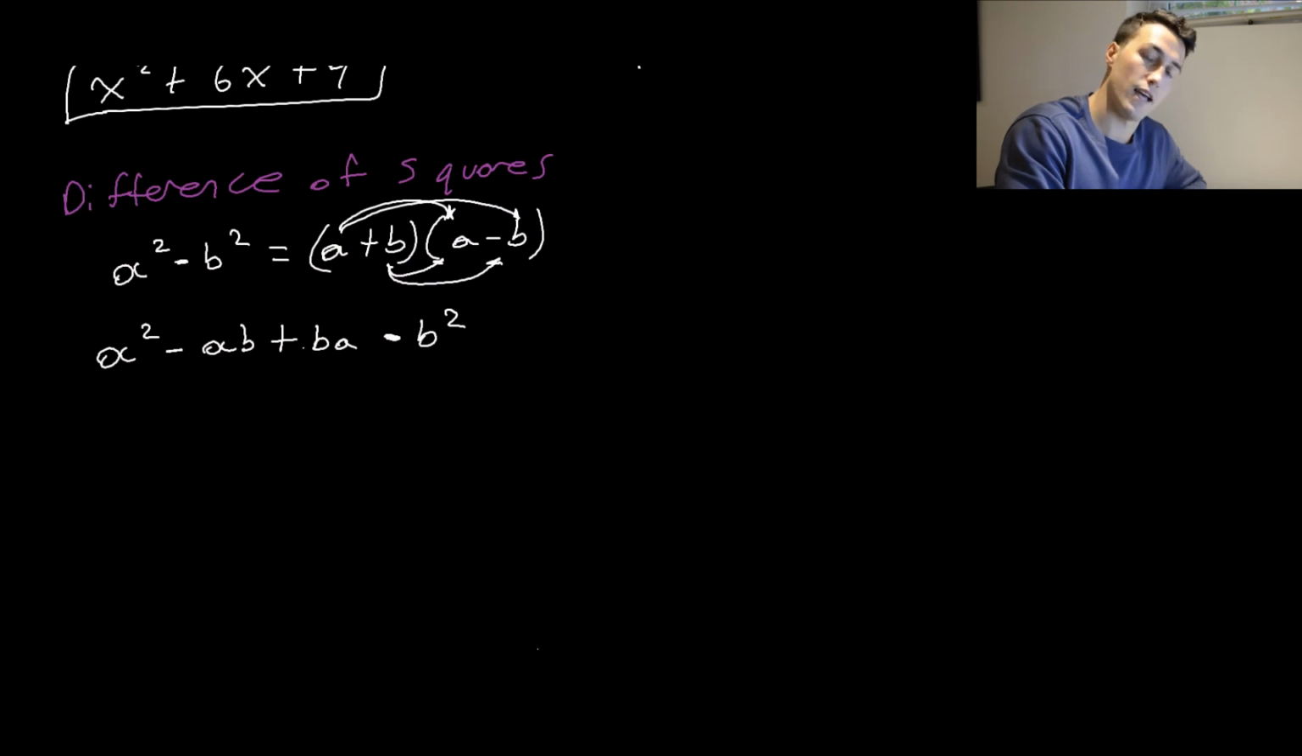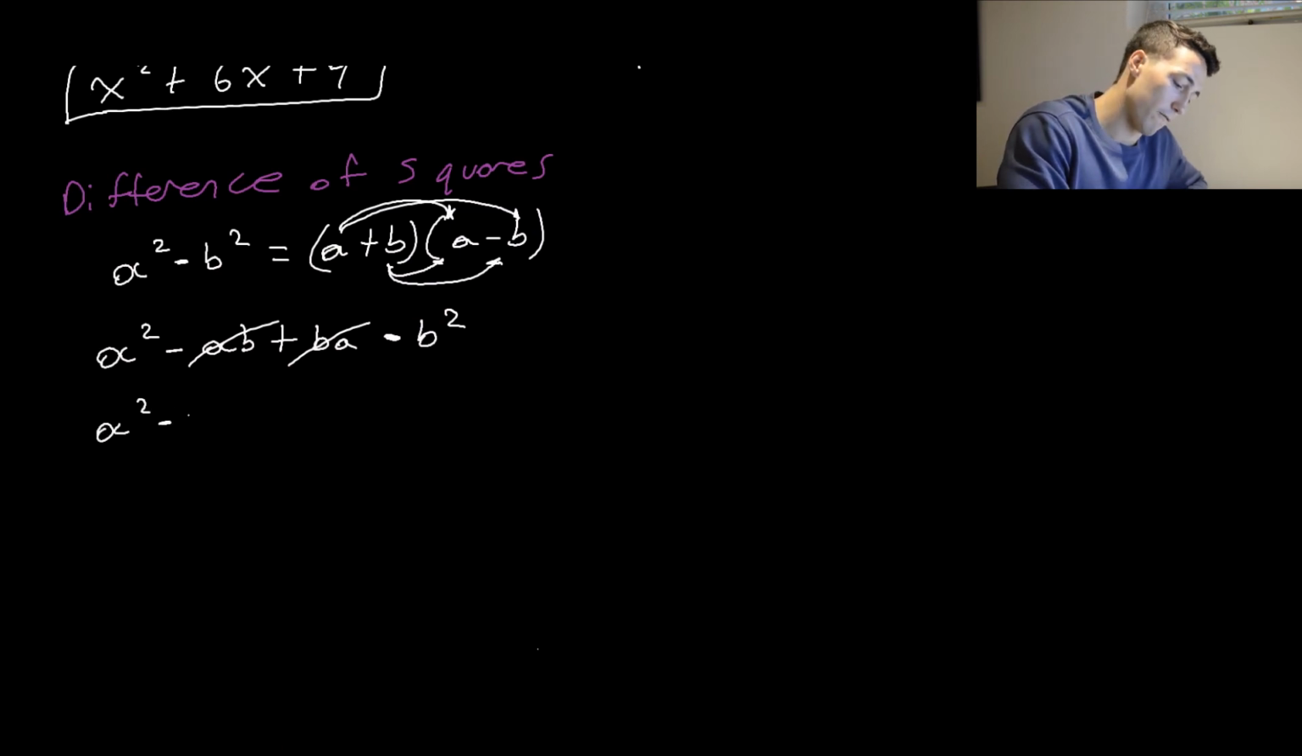So a times b and b times a are the same thing. So these actually just cancel, because it's basically saying a negative 1 plus a 1. So then we get to the final form of a squared minus b squared.